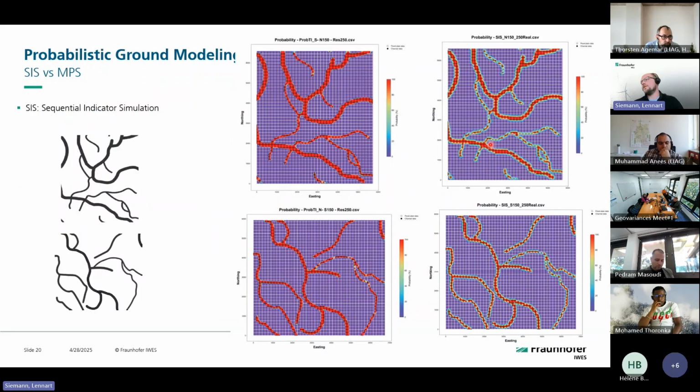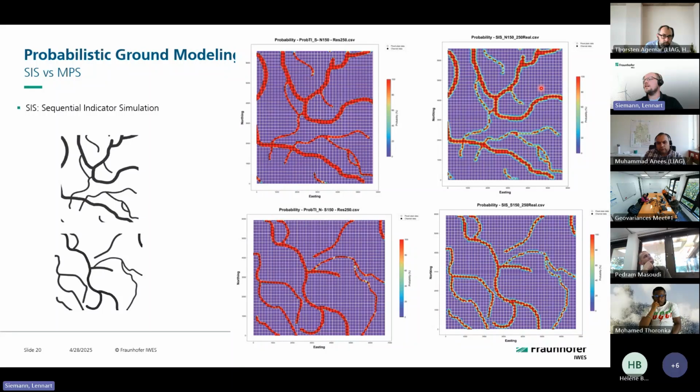These are not nice pictures here, but what we also investigated is a comparison between multiple point statistics and sequential indicator simulation, because we wanted to compare that to a not training-image-based solution, but a variogram-based solution. I put it in the paper again; there's more information on that, but here I just wanted to visualize that you can see it nicely.